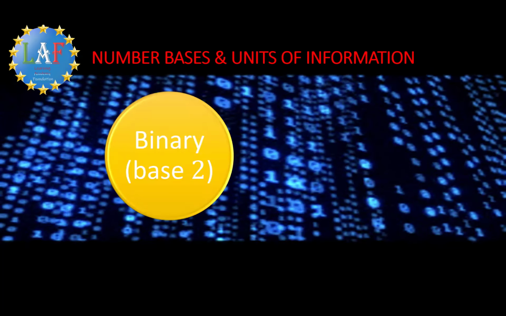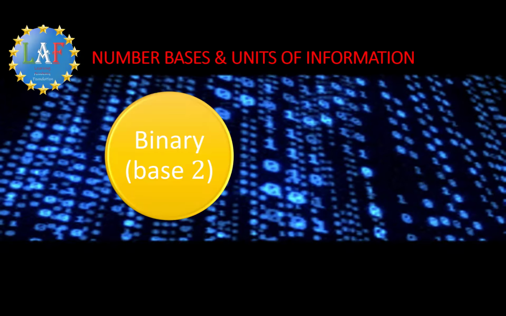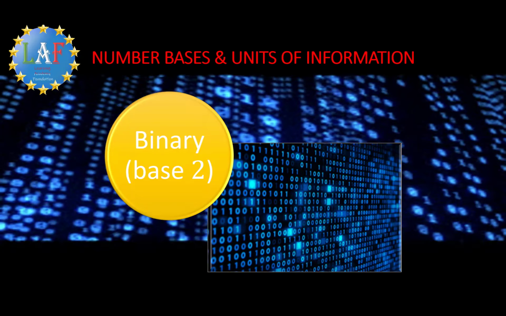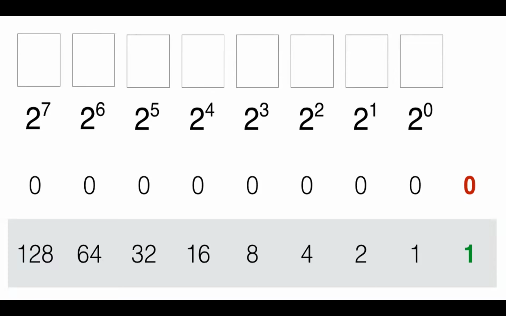So the number bases, units of information, we're going to study are, first, binary, base 2. This is the language of machines. So in base 2, 2 power 0 is 1, 2 power 1 is 2, 2 squared is 4, 2 cubed is 8, 2 power 4 is 16, 2 power 5 is 32, 2 power 6 is 64, 2 power 7 is 128.